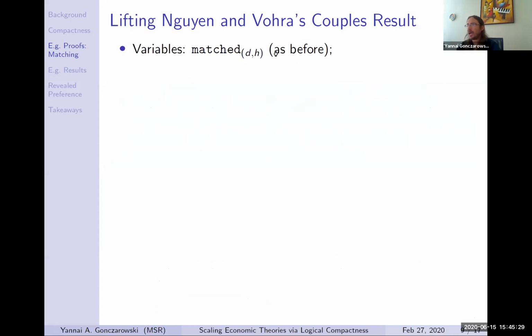Doctor, hospital, are they matched or not? We're going to have a new variable for each hospital saying capacity H,K, meaning the capacity of H is K. And I'm going to say for each hospital, their capacity is between K_H minus 2 and K_H plus 2. This is a finite disjunction of 5 formulas. That's fine.